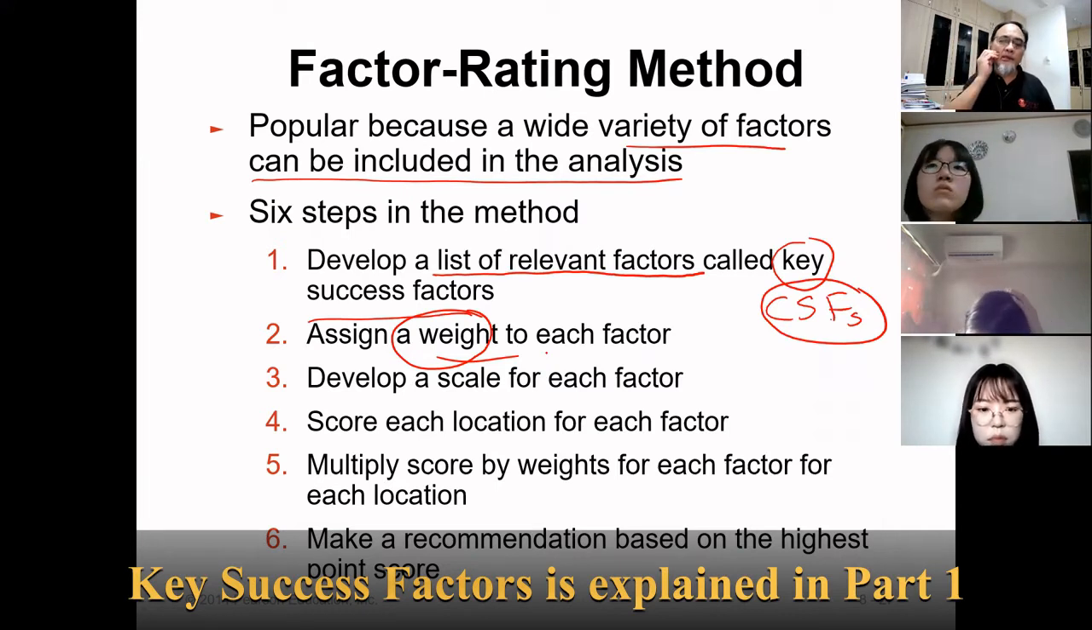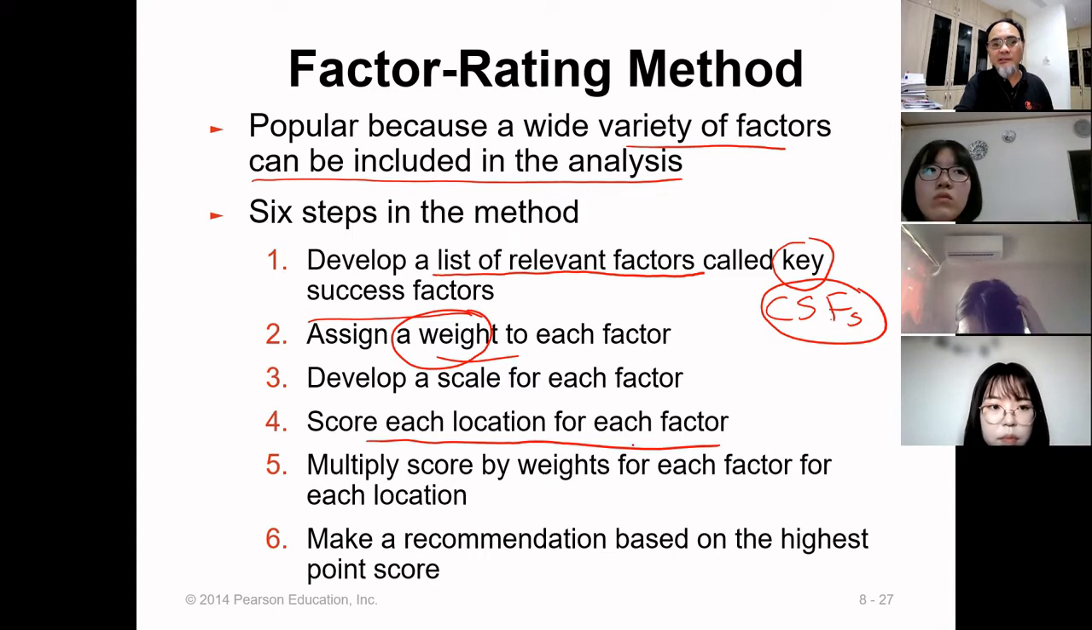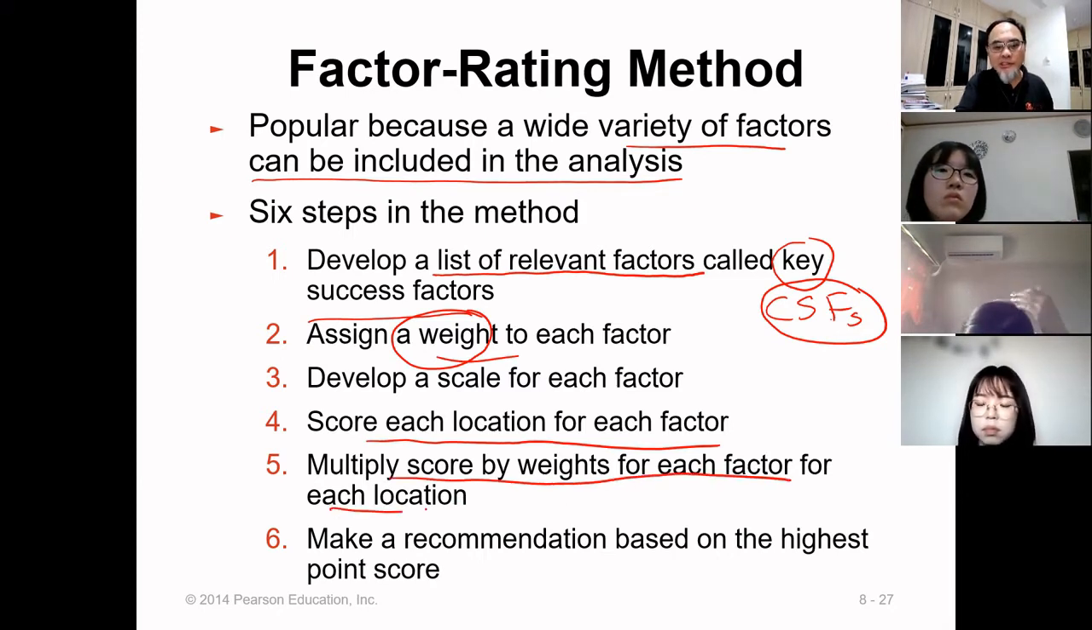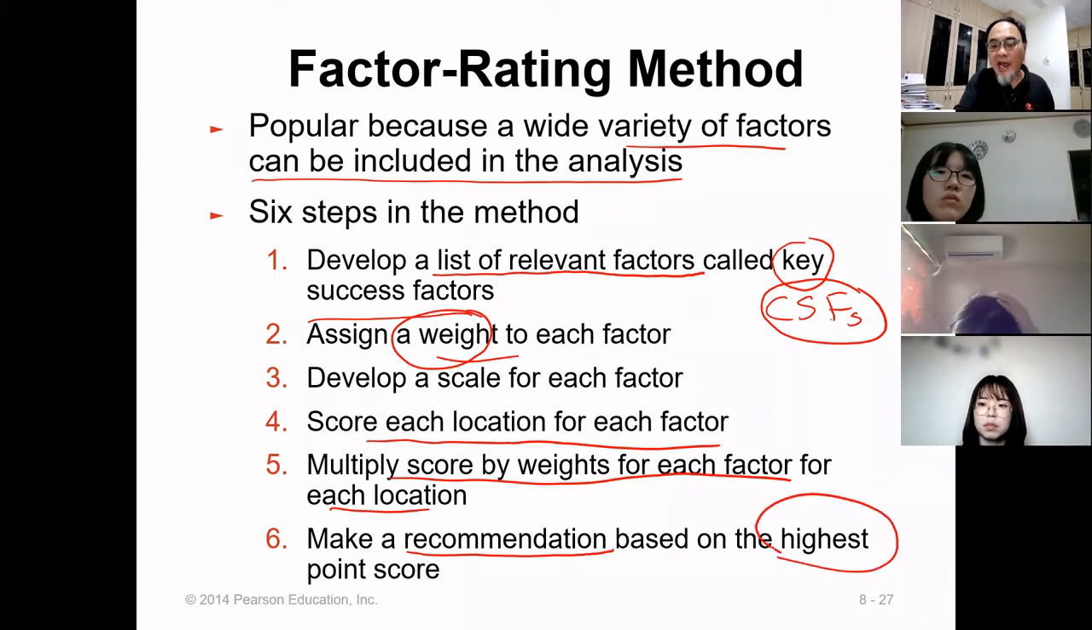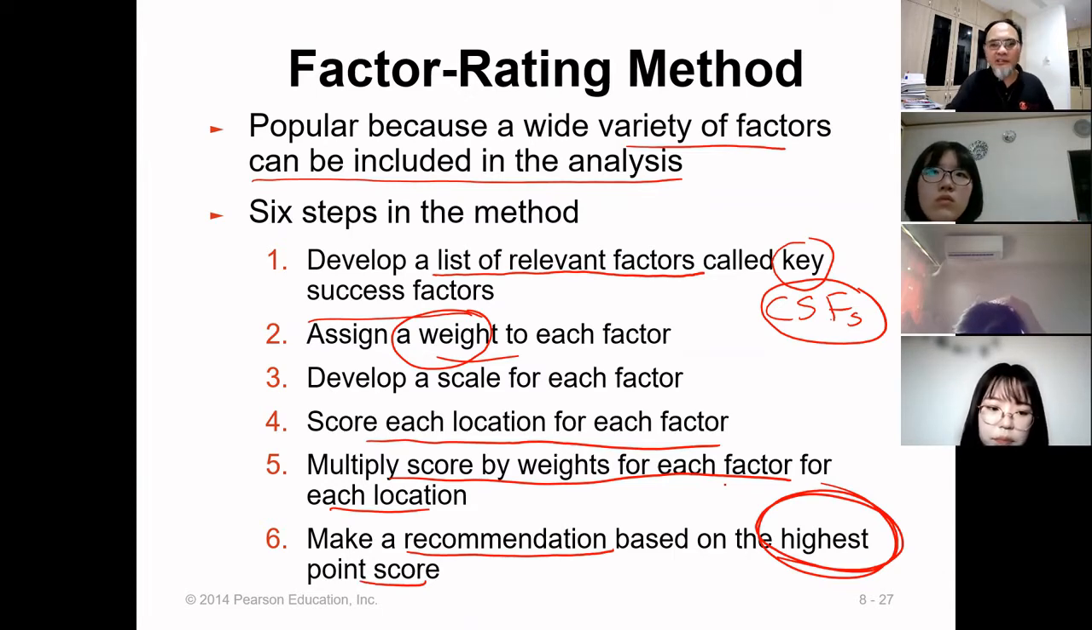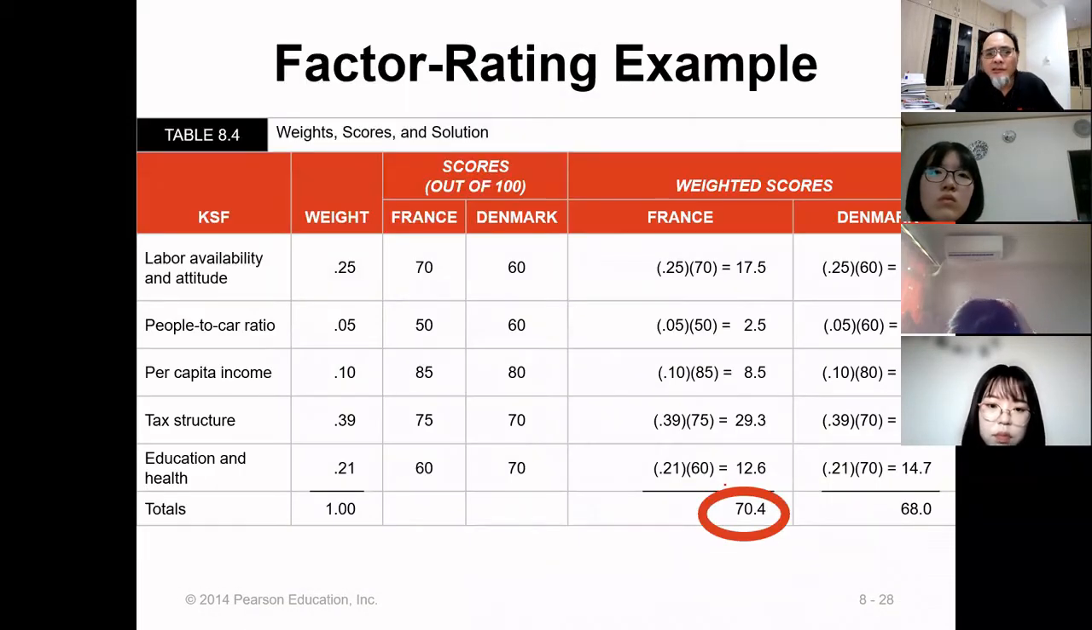Then you develop a scale for each factor, and you score each location, and you multiply the score by the weight for each factor, for each location. And of course, you conclude by making a recommendation based on the highest point score. So this is the general step, very straightforward.